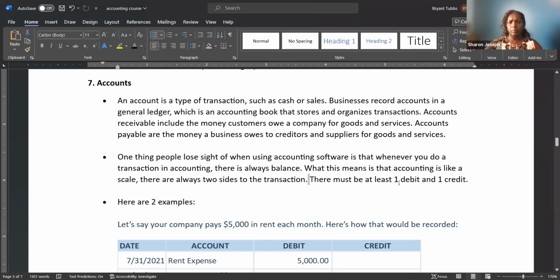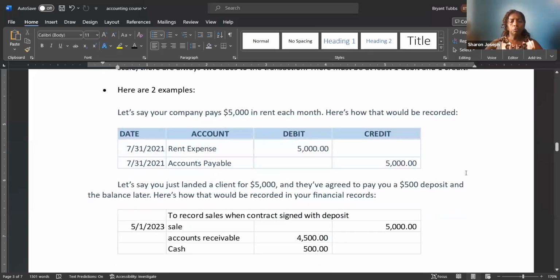So let's look at some examples here. Here are two good examples. Let's say your company pays $5,000 in rent each month. Here's how you record it. If you were just using QuickBooks or an accounting software, you would simply write a check in QuickBooks. But the accounting behind it is that we would do a debit to an expense account, in this case rent expense, and then we would do a credit in the payables account, meaning that we owe this. So again, see here, total debits equal total credits.